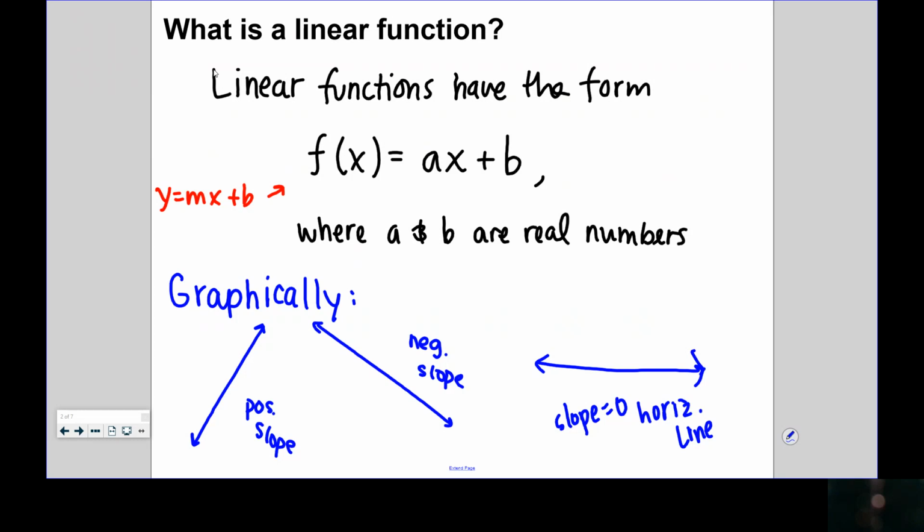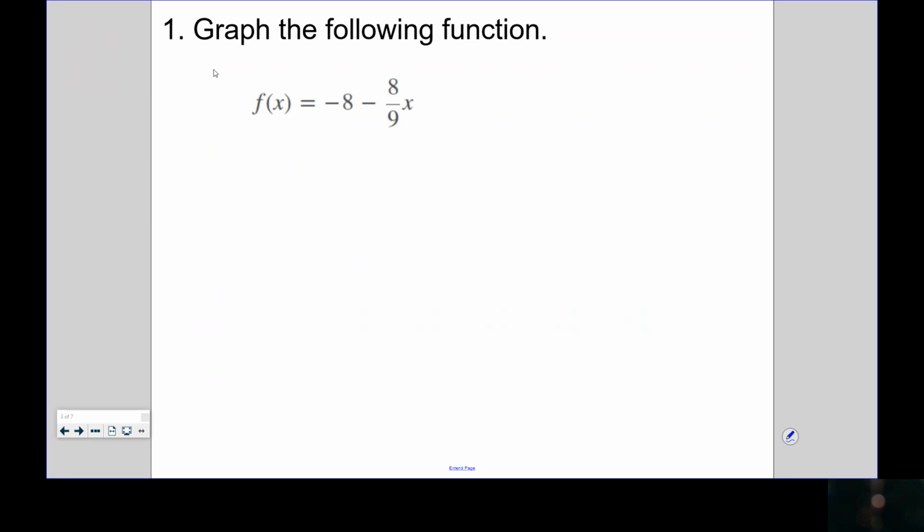All right, so let's look at an example. The rest of the class is just going to be examples. All right, so we're going to start off with a graphing question. I forgot to put a coordinate plane on here, so go ahead and write the function down, and then I'll go get me a coordinate plane so I can graph this.